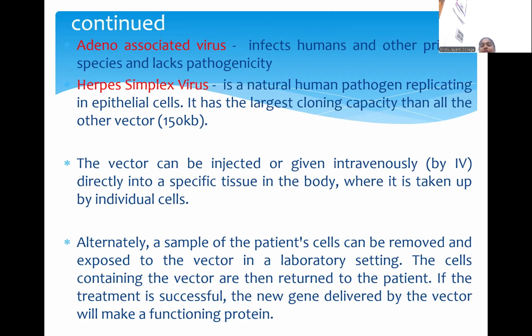The fourth example of a virus which can be used as a vector for gene delivery is herpes simplex virus, a natural human pathogen which replicates in epithelial cells. It has the largest cloning capacity of all the vectors, and can carry a gene of 150 kilobase size. This vector carrying the correct gene can be injected or given intravenously directly into a specific tissue of the body, where it is taken up by the individual cells.